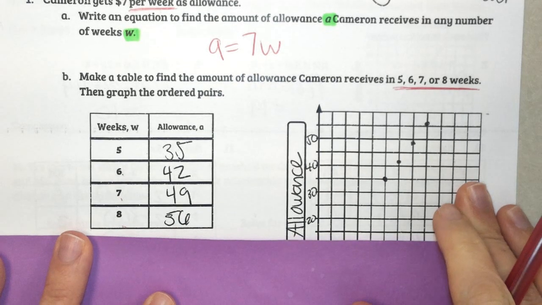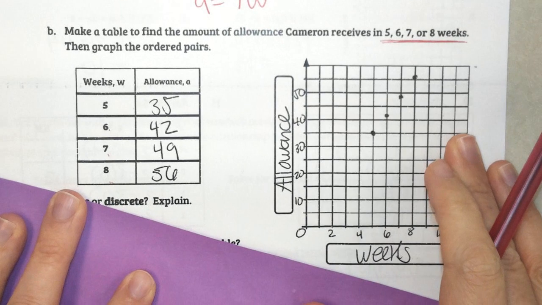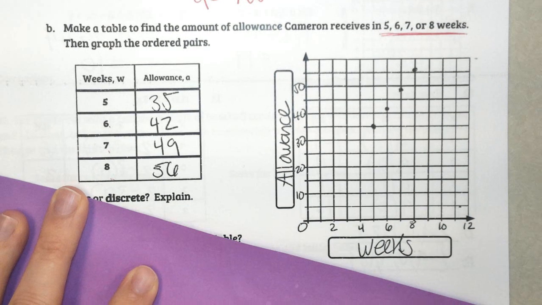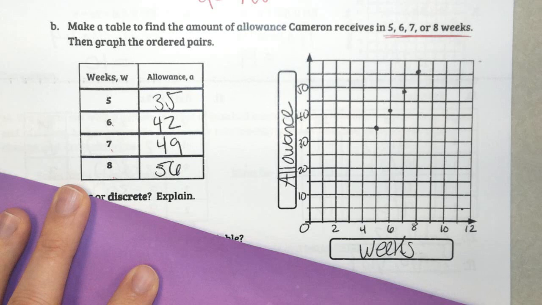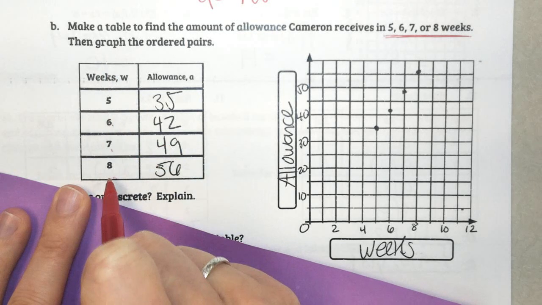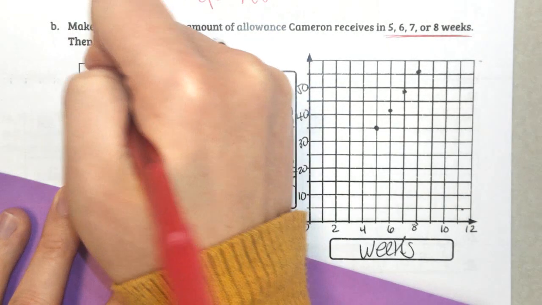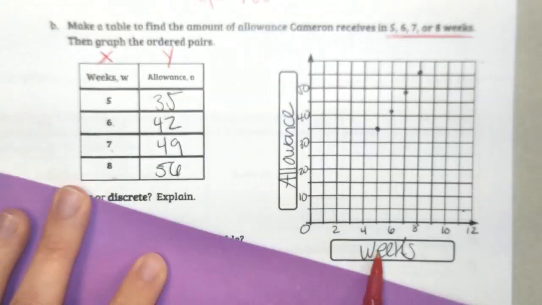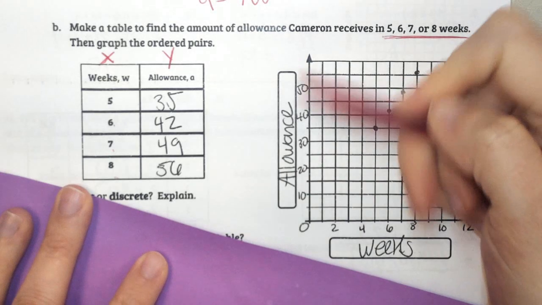Then you fill in the graph. On the graph, you have to label your axis, your X and Y axis. The first column is always which one, X or Y? So you might even want to write that in. That's X, that's Y. So that's where my weeks went down here and my allowance went here.